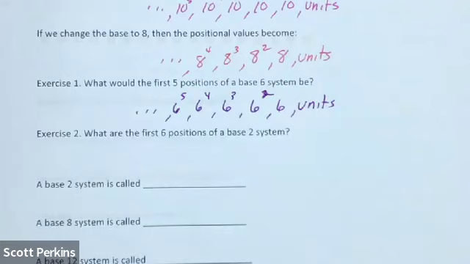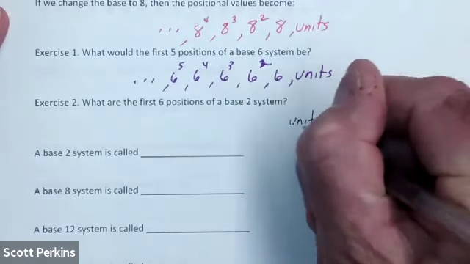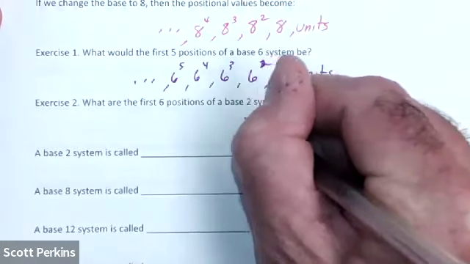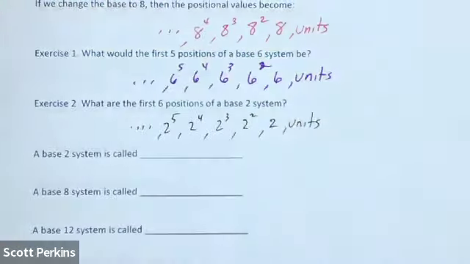So one more time, do that once again for a base two system. That's the next question. And so once again, I'm going to have my units. And then since this is a base two system, each place is going to be twice the previous. So we've got our twos, and then two to the second, two to the third, two to the fourth, and two to the fifth. And again, you can go on and on as long as you have the endurance to do that.